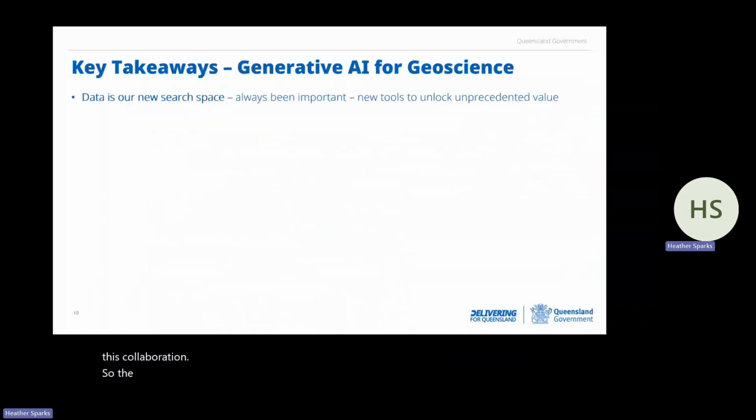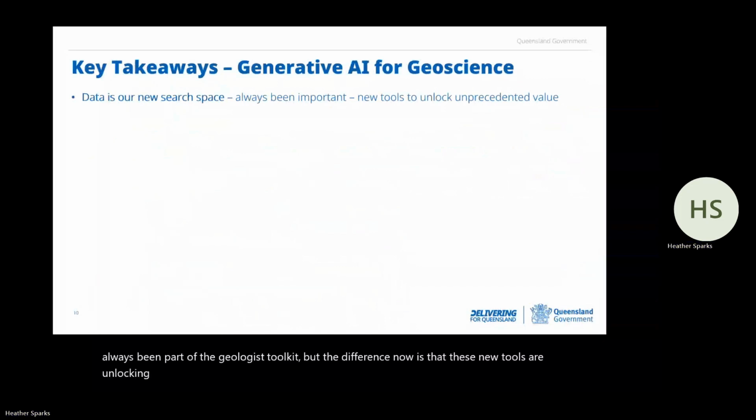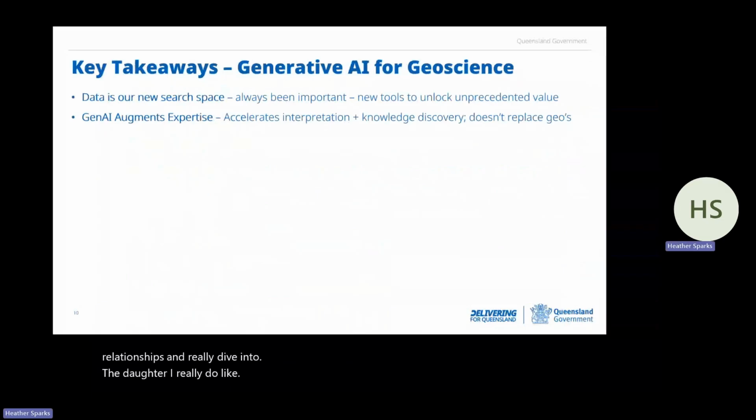So the key takeaways from today: data is really our new search space. I mean, data's always been important. It's always been part of the geologist toolkit. But the difference now is that these new tools are unlocking unprecedented value from data sets through the ability to combine, create relationships, and really dive into the data in a really deep way. Gen AI augments expertise, and the key word there is augments. It's not about replacing geoscientists. In fact, the best results come from when geoscientists work with these particular tools. It accelerates interpretation and knowledge discovery.